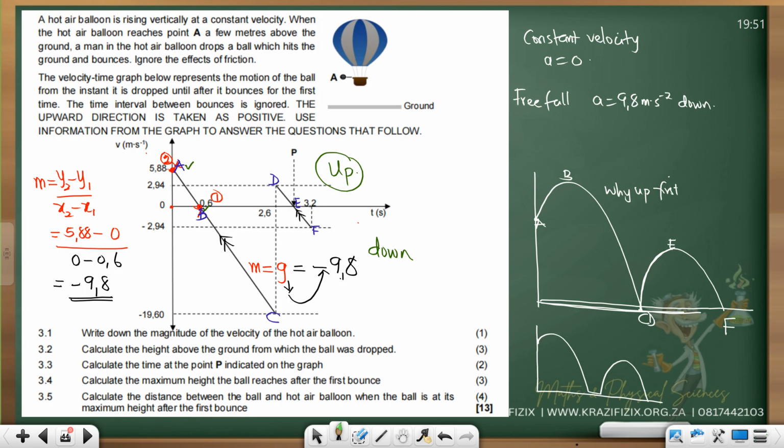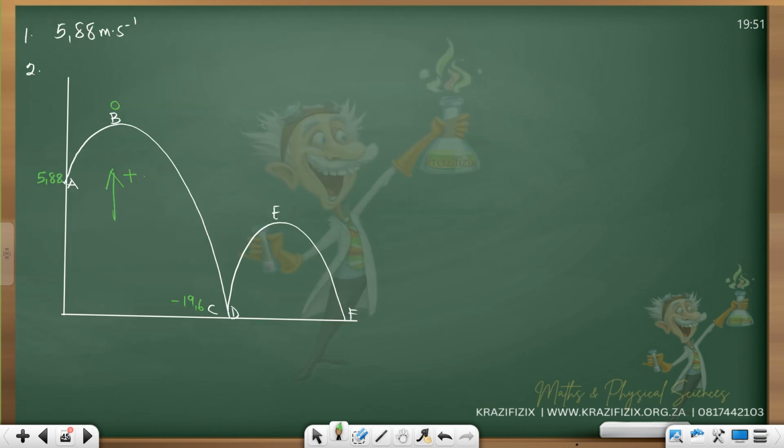Read the question again. Calculate the height above the ground. So we're looking at the ground from which the ball was dropped. Where was the ball dropped? A. Where's the ground? Done. So we're looking for A to C. B to C would be the maximum height reached. Make sense? So this is where the object was dropped.